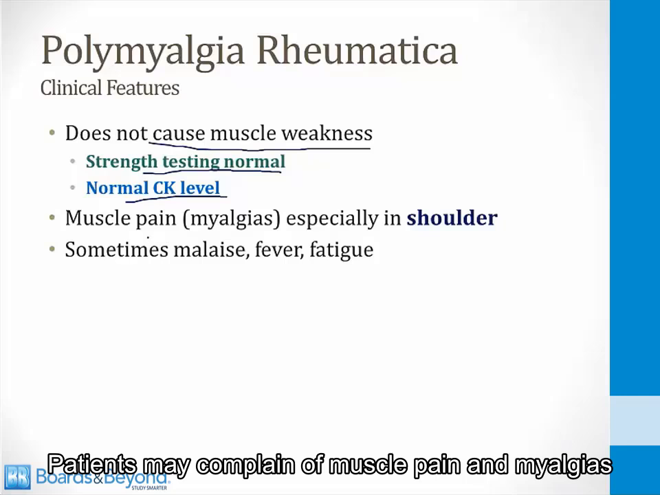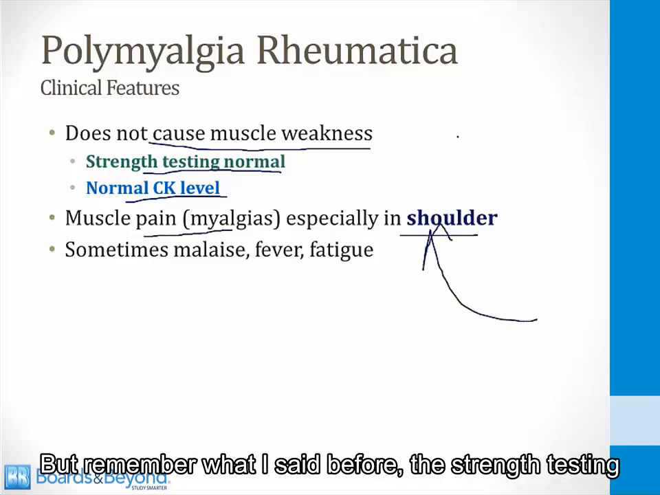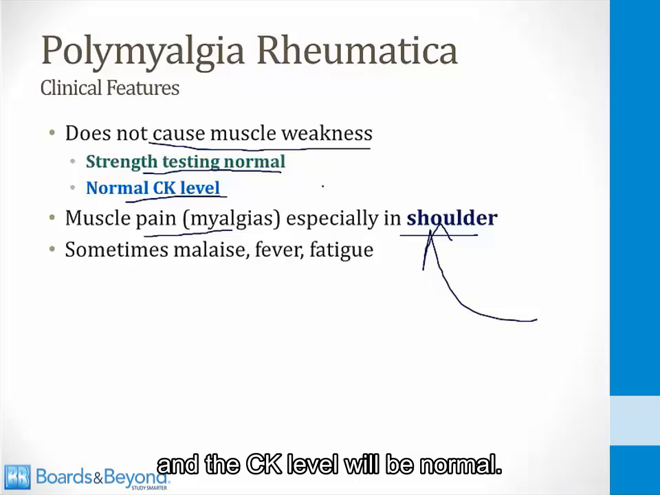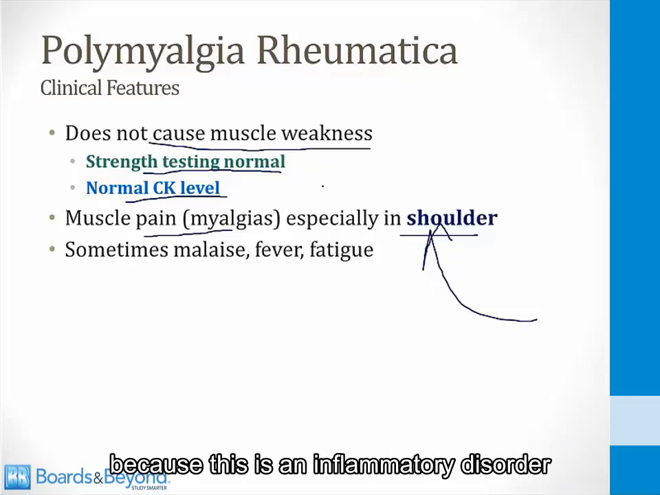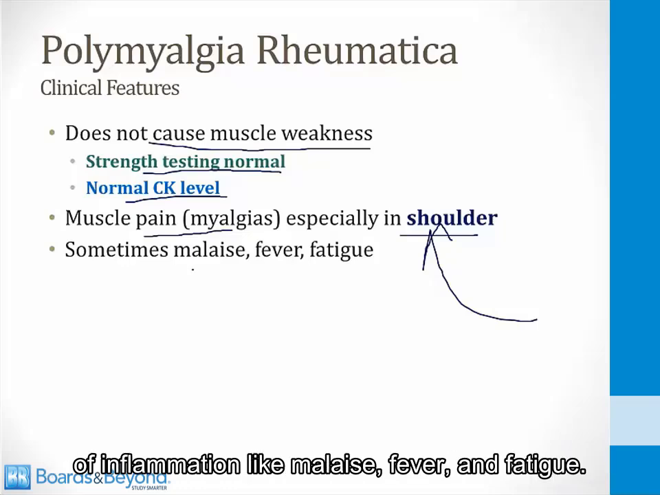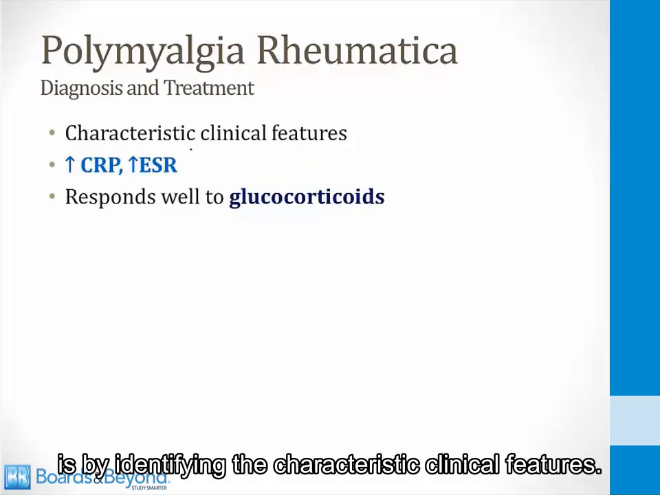Patients may complain of muscle pain and myalgias, especially in the shoulder. This is a classic complaint, but remember what I said before, the strength testing will show that the shoulder is normal and the CK level will be normal. And then in addition, because this is an inflammatory disorder, patients can sometimes have generalized symptoms of inflammation like malaise, fever, and fatigue. So the way you diagnose polymyalgia rheumatica is by identifying the characteristic clinical features.